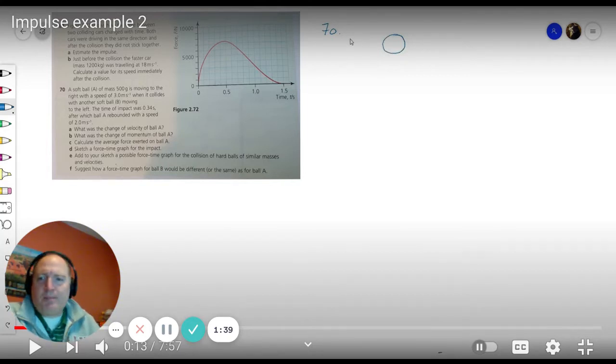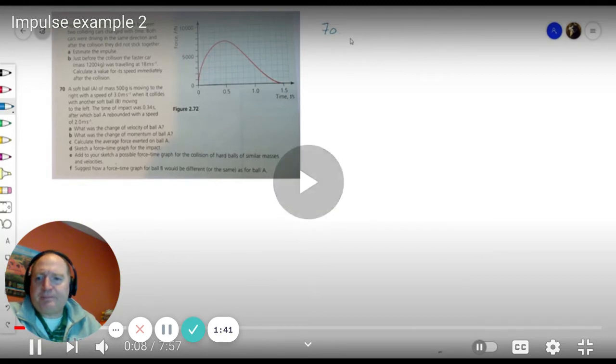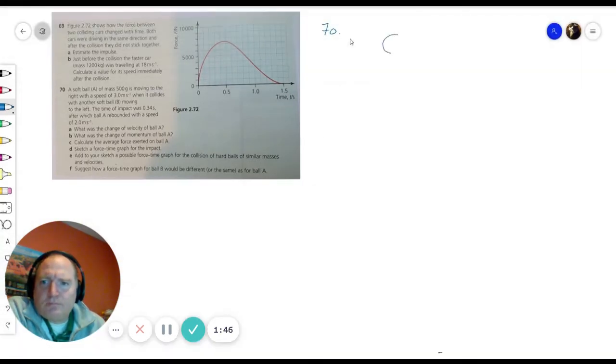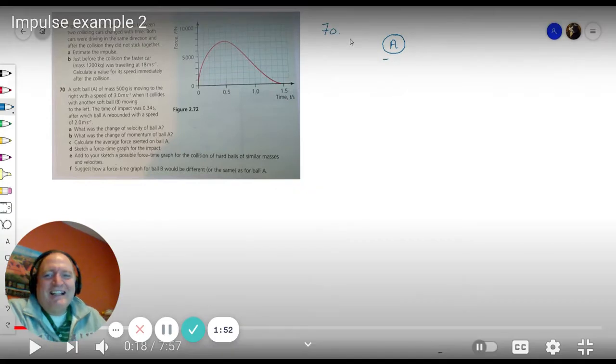So I'm just going to back her up and listen to that again. And I'm going to start with a little diagram as I read through what the question is asking me. So a soft ball, and we'll see why that's relevant in a moment. We'll call A, of mass 500 grams. So I'm going to read.